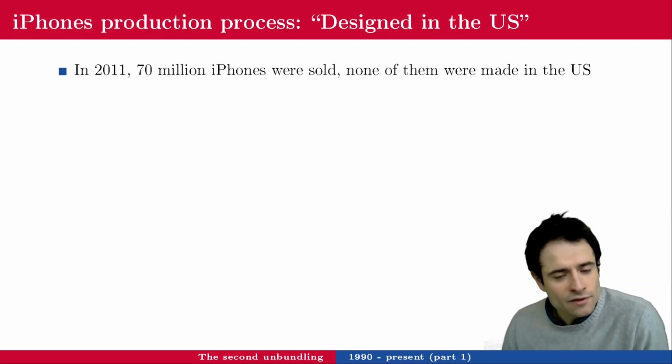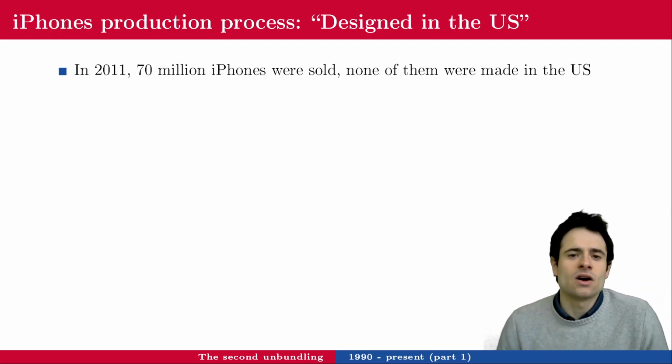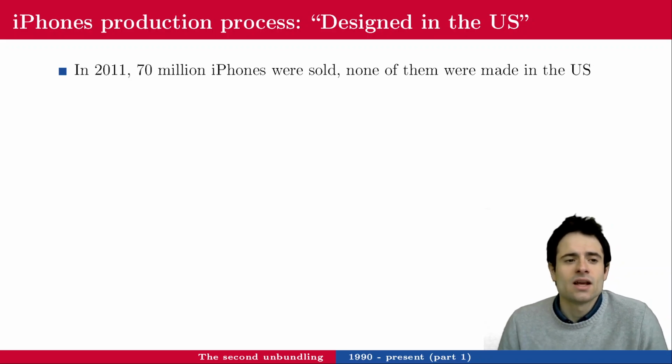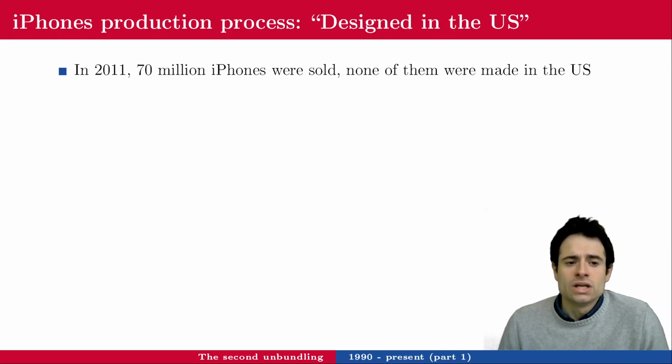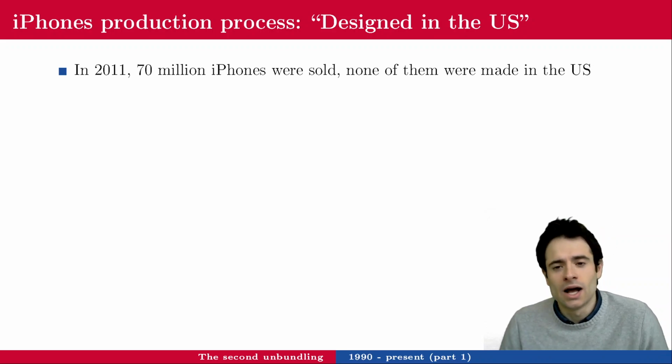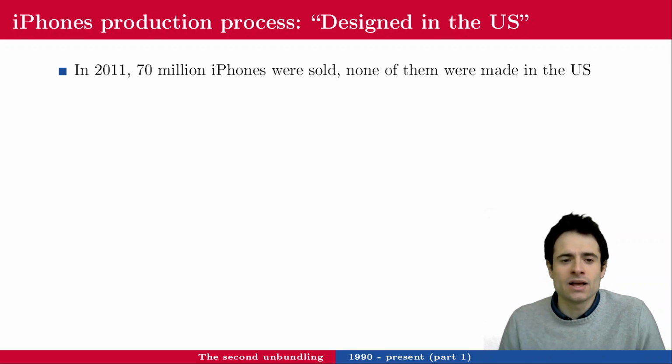Let's look at iPhones. There are many websites on the internet that talk about the production process of an iPhone, the different components, where they are done, and so on. In 2011, 70 million iPhones were sold. None of them were made in the US. However, it says design in the US, I believe, on the box. Never had an iPhone. I'm not a big Apple guy, so don't quote me on this, but I'm pretty sure that somewhere it says something in the US.